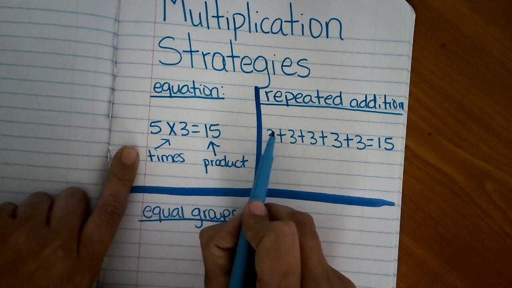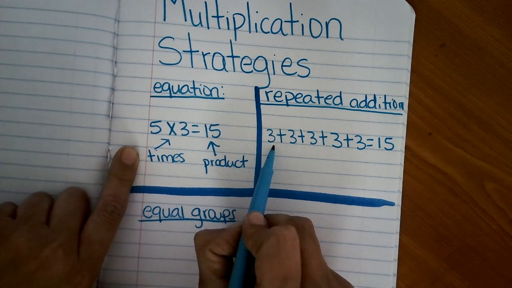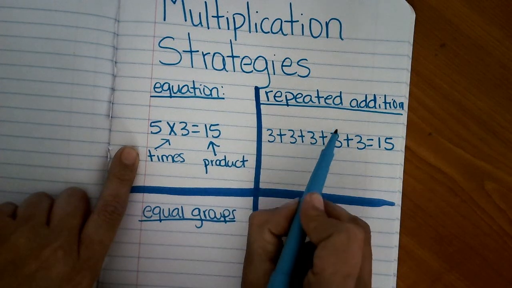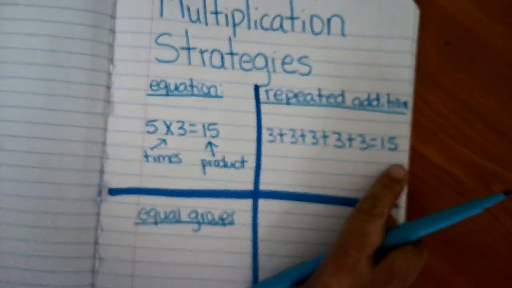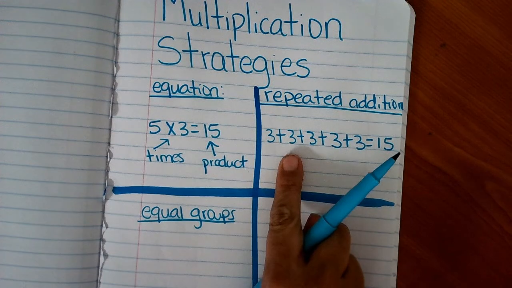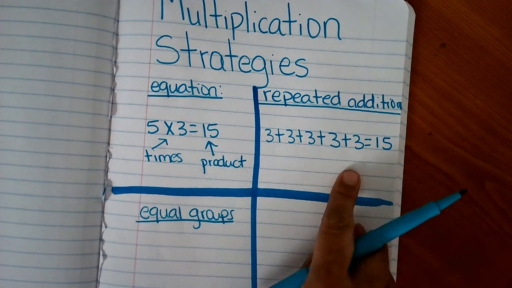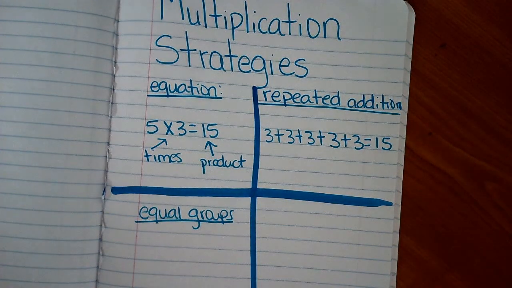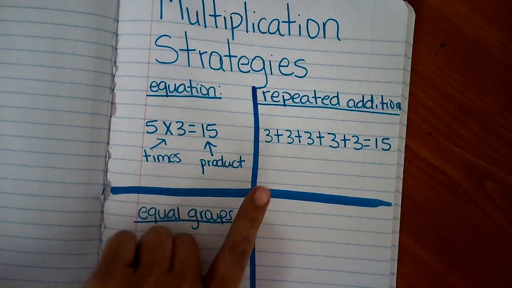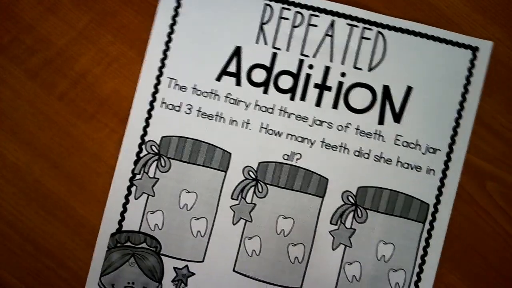So I am adding the number 3 5 times. 1, 2, 3, 4, 5. 5 times 3 equals 15, or I can add the same number several times to get 15. That's repeated addition. Now, repeated addition is where you add the number several times. So, let's look at our anchor chart for repeated addition.